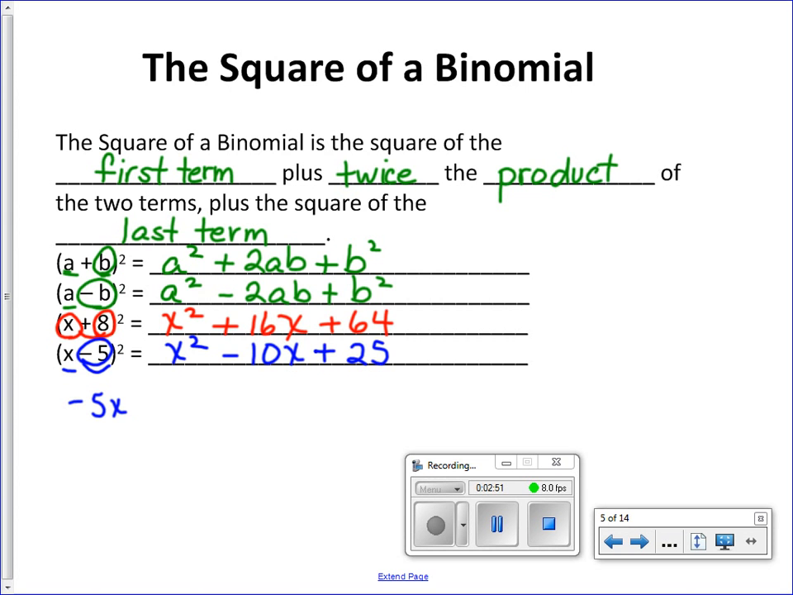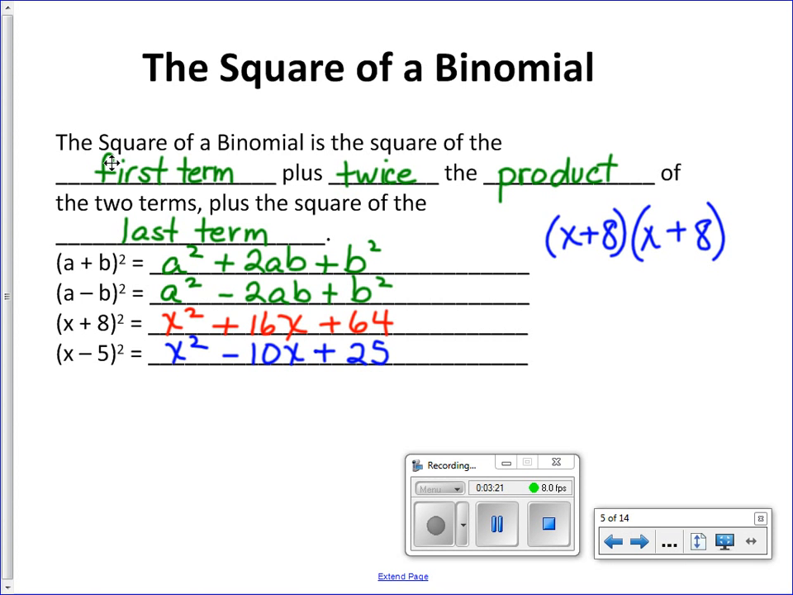Now, this rule can be used. However, you should also note that you can simply use one of the methods from Lesson 3. For instance, and this kind of shows why it works, let's take our x plus 8 squared. And I'm going to just write it out as two factors, x plus 8 times the quantity x plus 8.